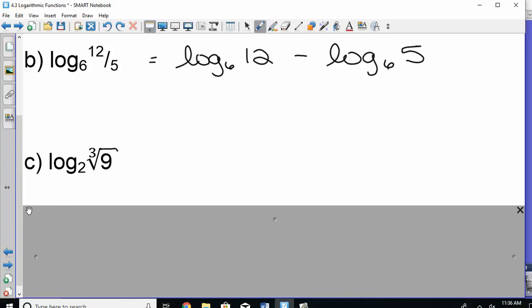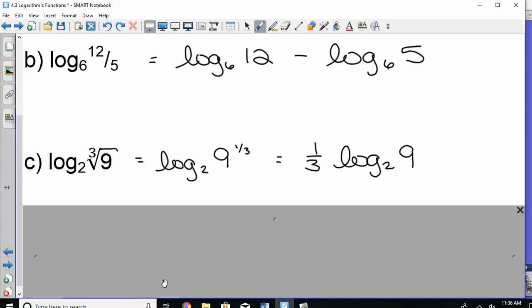How would I rewrite that? Okay. The cube root is the same as a 1/3 power. So then what happens with the 1/3? Last one.